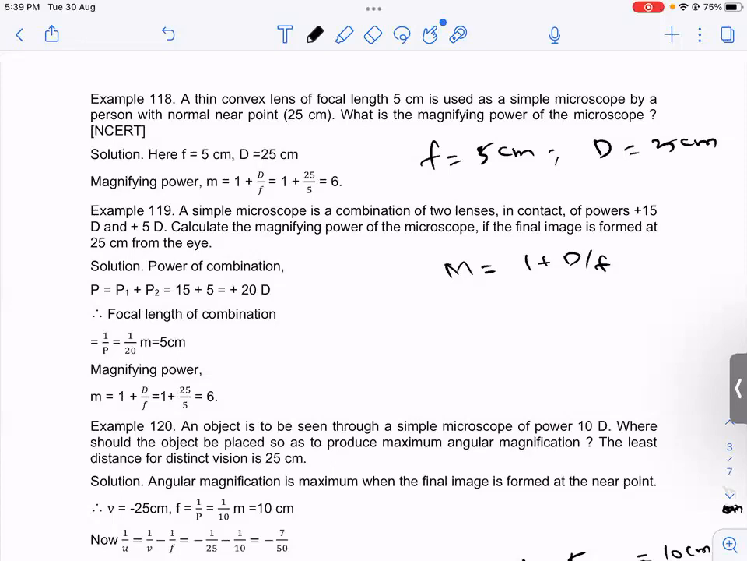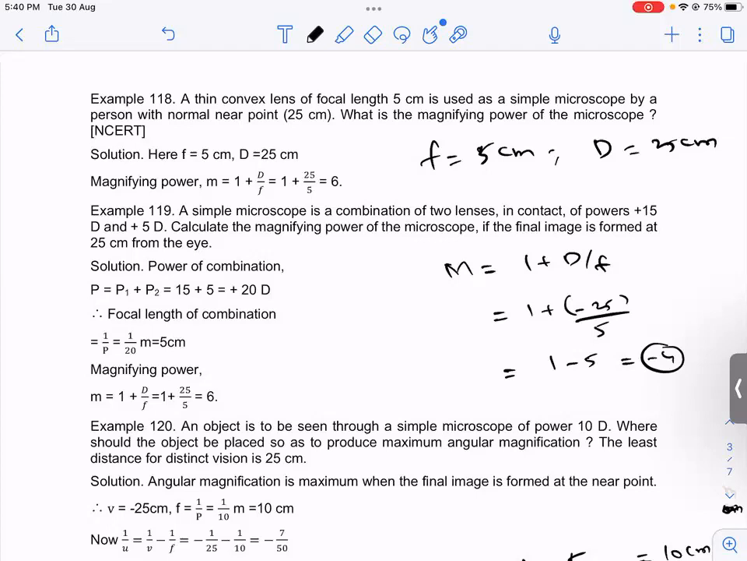What is the value of magnifying power when the image is formed at the near point? 1 plus D by F. Right. 1 plus, D is minus 25, divided by 5. Correct? So what should be the answer? 1 minus 5, minus 4. Correct? But the answer doesn't match. I made a mistake. But why, in other cases I told you, you need to apply the sign convention, sorry.